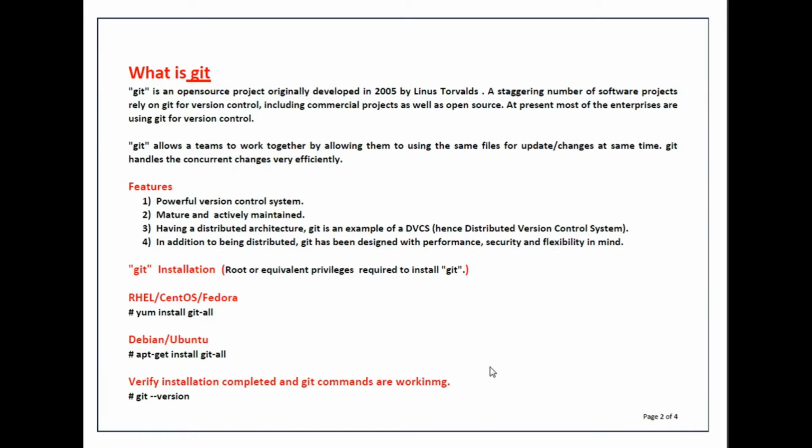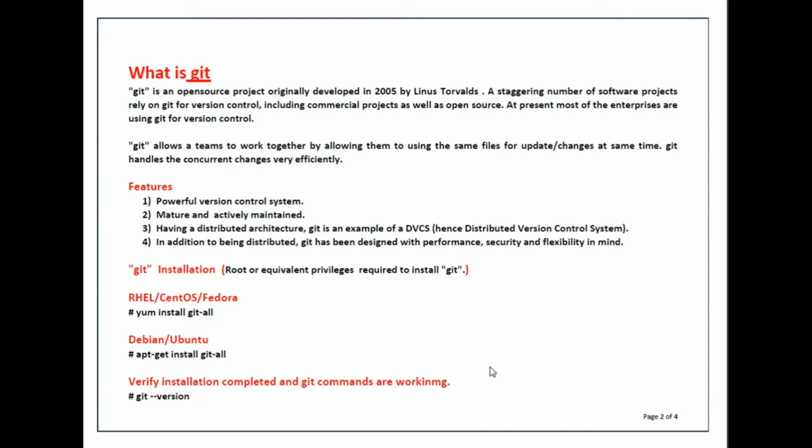It's a powerful version control system, as I mentioned. It's mature and actively maintained. What does the term mature mean? This particular project has been in development since 2005, so for 11 years it has been in an actively maintained state. That's the reason it is mature, and it's actively maintained. So many developers across the world are working to update or enhance the features of Git.